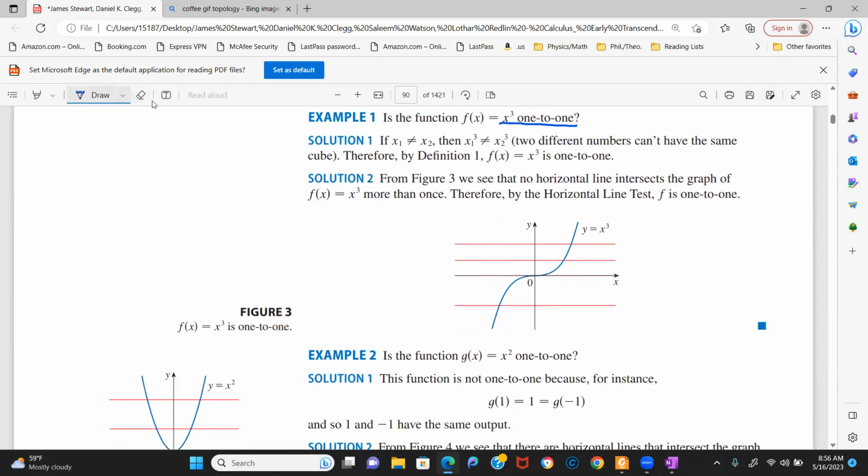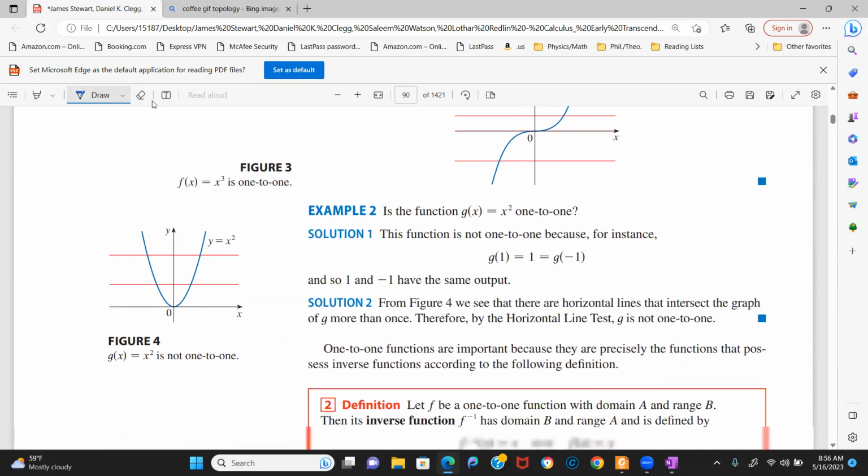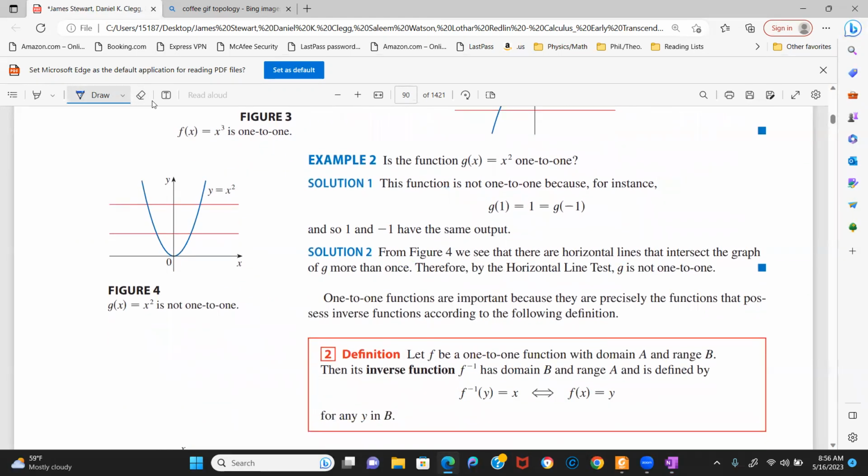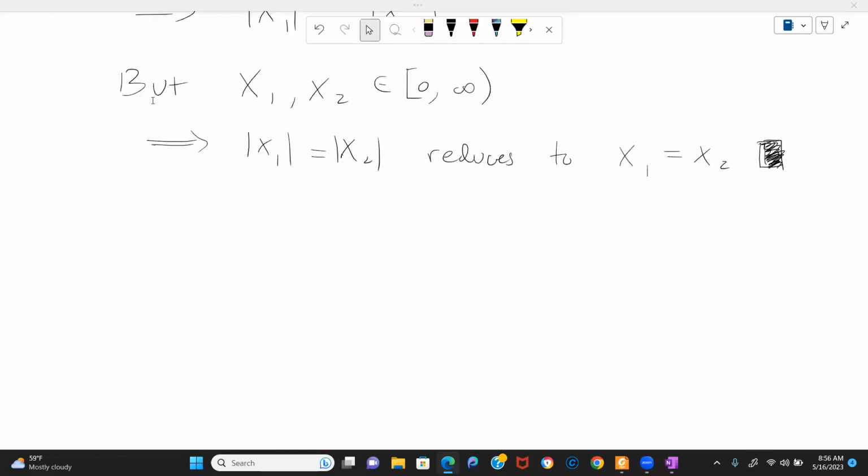It can give you an idea if something's injective or not, but at the end of the day you have to prove it like you do here. You do something like solution one. And here's this example two. This is not injective because it fails to pass the horizontal line test. There are 2 points where you intersect. In other words, a number and its negative is where the horizontal line intersects.